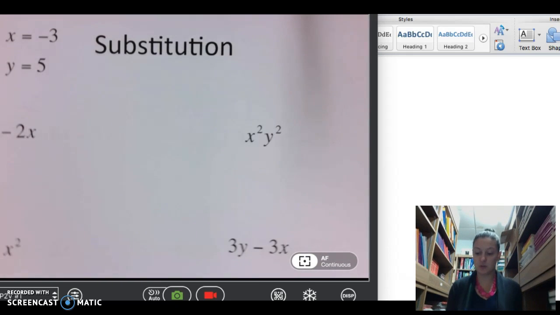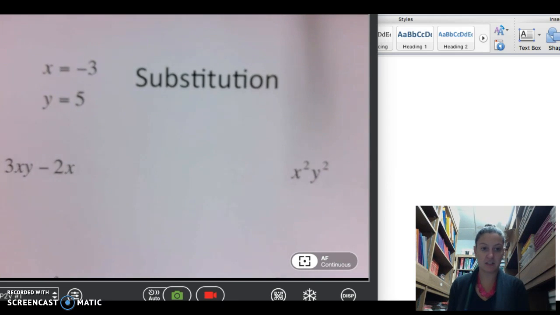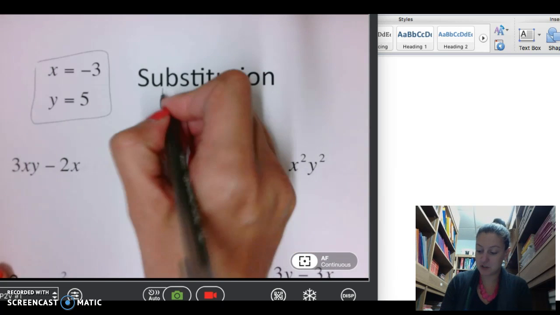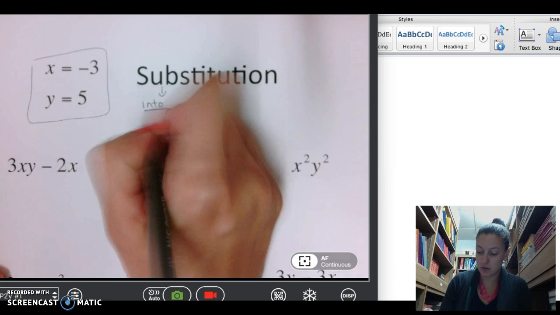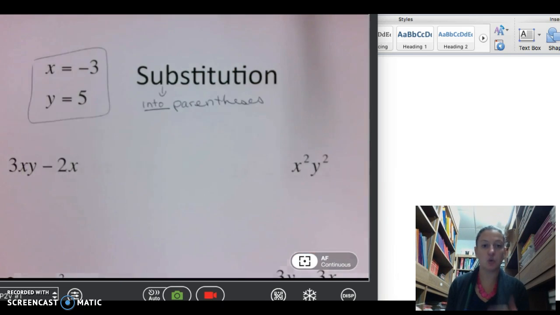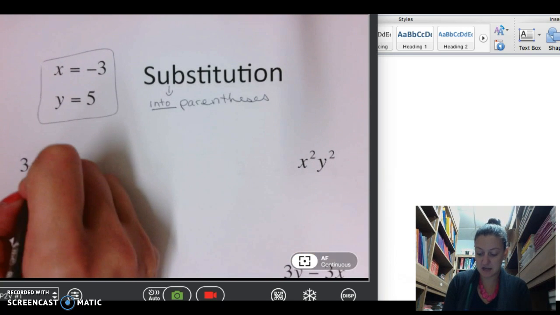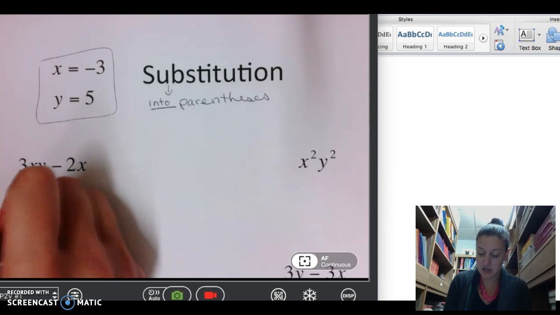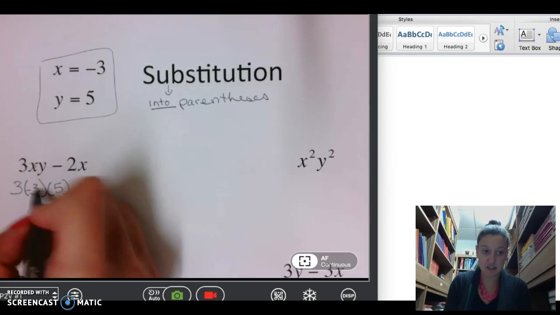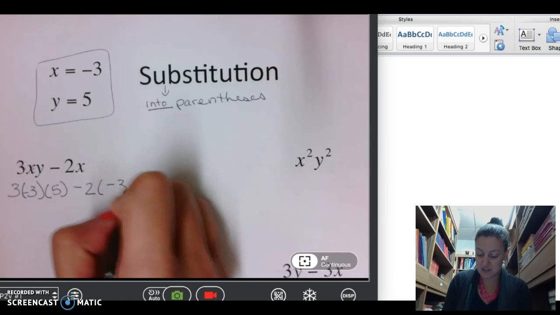So here we go. There's only 2 slides here for problems. For these there's 4 problems on this slide. You're going to use these 2 values of x and y. Now every time you substitute into parentheses, you have to be really careful to remember what operation is joining 2 things. So 3xy means 3 times x times y. So that means I'm going to put the 3 times -3 times 5, 3 times x times y. That's why it's important to put it into parentheses, minus 2 times x.